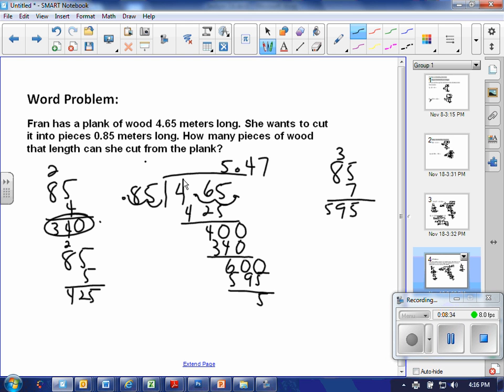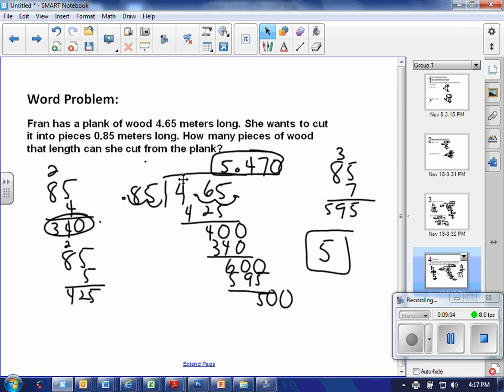Okay, bring down a 0. 85 still doesn't go in, so I got to put up a 0 here. Okay, bring down another 0. It goes into 500. Really, you could stop right there. Typically, I always have you guys round to the nearest hundredth. Okay, so how many pieces of wood could she cut? Well, if I had 5.47 pieces of wood, again, I would round that down to 5 pieces of wood would have been my answer. All right, guys, just study this film. Be ready for class next time.